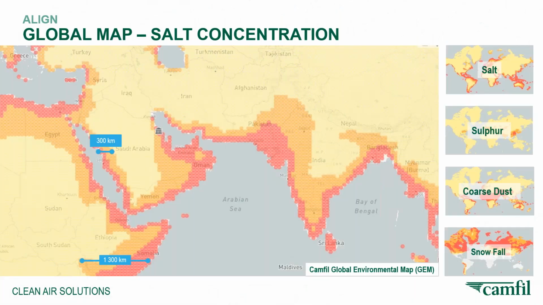So the initial step in understanding your environment would be to use something similar to this. It's a geographical map. It's a quick and easy way to see the appropriate levels of salt, sulfur, coarse dust, and snow throughout different regions of the world. So these can be evaluated separately, but they're most efficient if you look at them overlapping. So as you can see, here's a map of Africa, Middle East, and Asia.